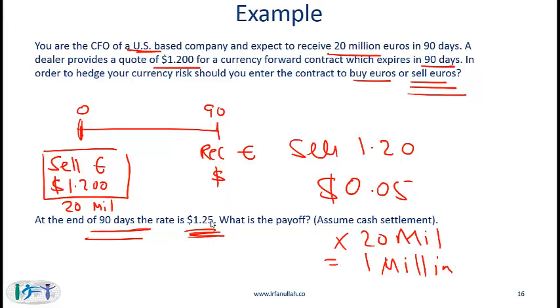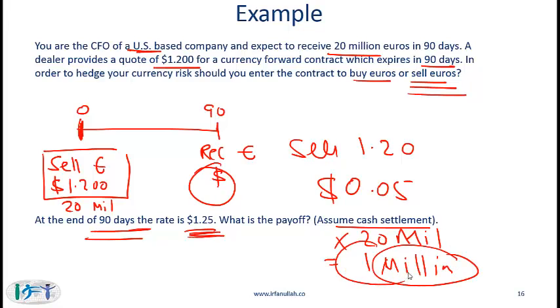The question might be, why did you do this? And the answer is fairly straightforward. On this day, you did not know whether the euro will strengthen or weaken. And in order to hedge your risk, and in order to have certainty about the amount of dollars you will have, you got into this contract. Since this is cash settlement, you will actually need to pay $1 million to the dealer.